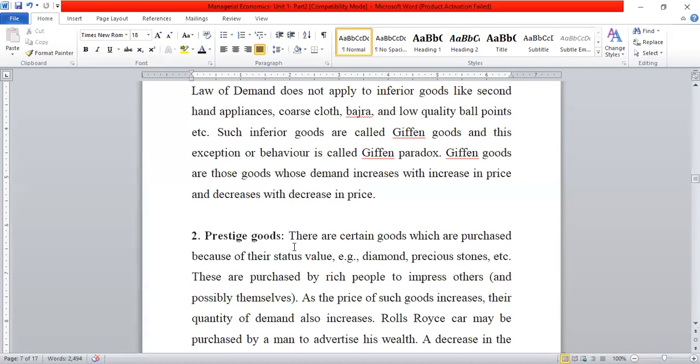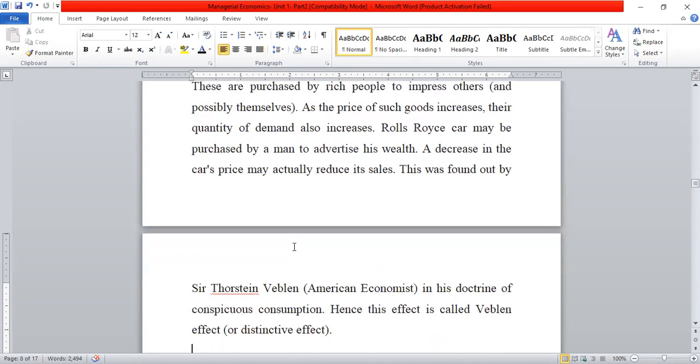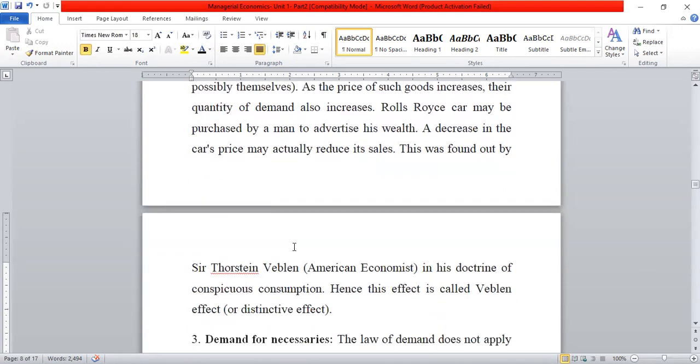A Rolls-Royce car may be purchased by a man to advertise his wealth. A decrease in the car's price may actually reduce its sales. These types of goods are called prestige goods, and this law is called the Veblen effect. Thorstein Veblen, an American economist, introduced this concept. So this effect is called the distinctive effect or Veblen effect.